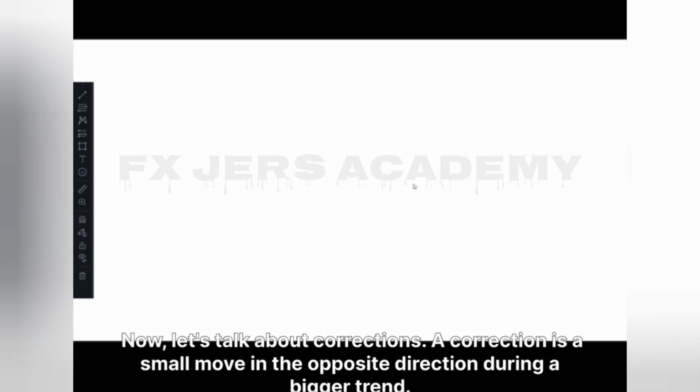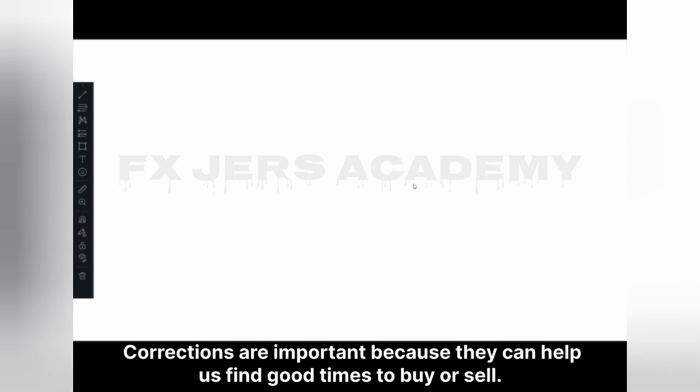Now let's talk about corrections. A correction is a small move in the opposite direction during a bigger trend. Corrections are important because they can help us find good times to buy or sell. Understanding impulses and corrections helps us see market patterns and make better trading choices.